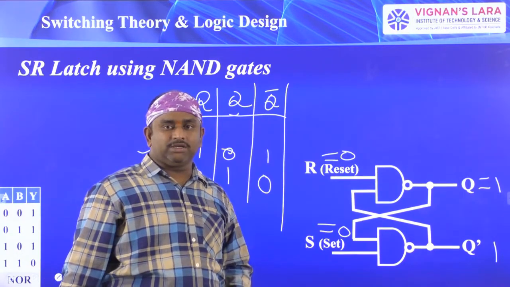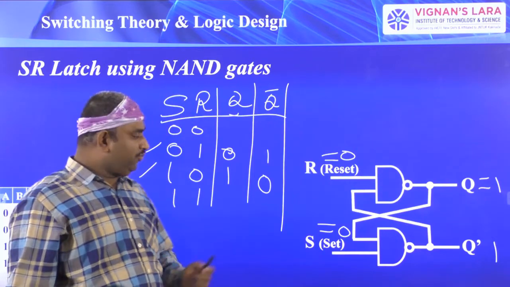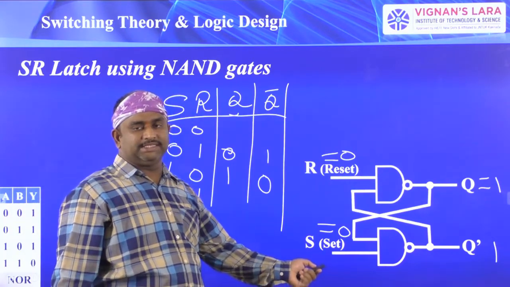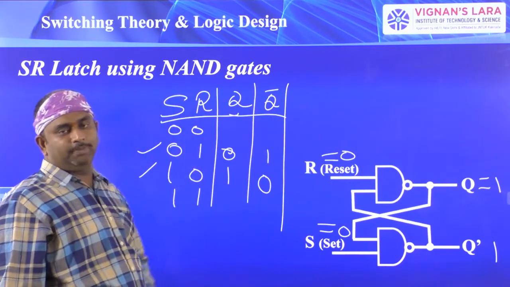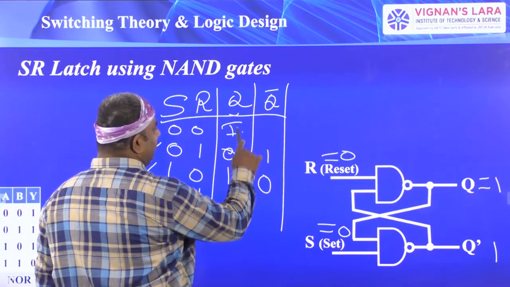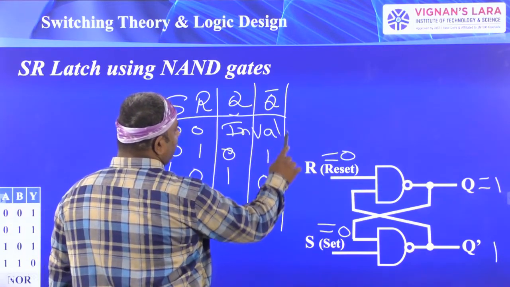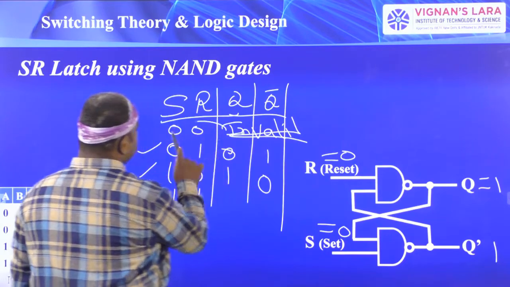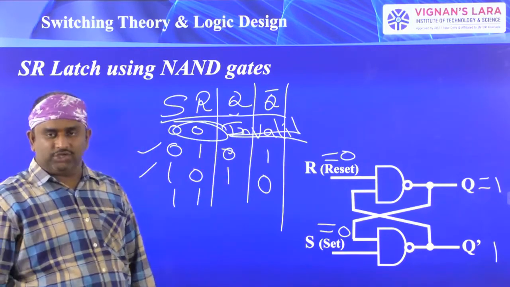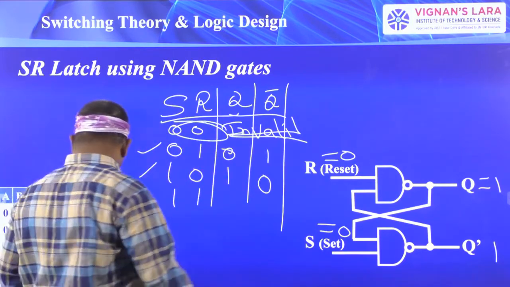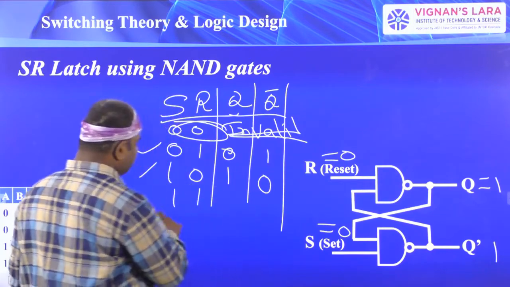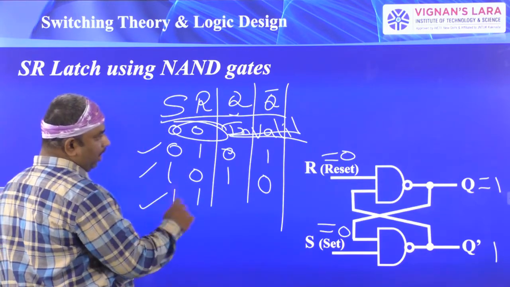Now, this is called the invalid state. If you are using NAND gates for implementing an SR latch, the 0, 0 input combination is an invalid or forbidden state. So this 0, 0 is the invalid state. Right? Now, next. The last combination, S is equal to 1 and R is equal to 1.